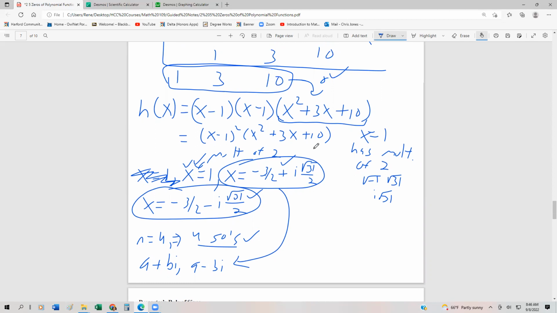functions for the zeros, except for one last rule that we're going to use, and that's going to be Descartes' rule of signs. That's going to tell us how many possible zeros that we have, either positive rational, negative rational, or complex solutions.